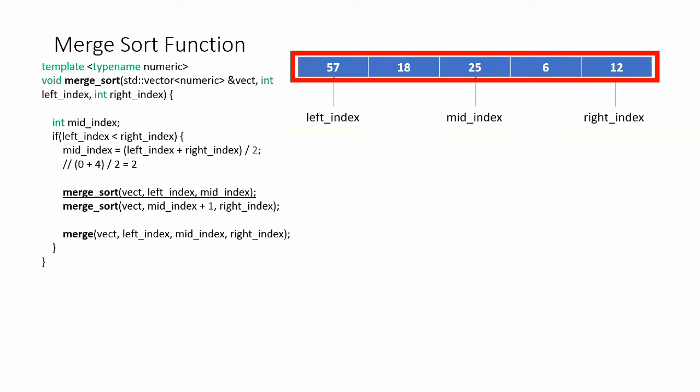Here we're going to start with an array of 5 values, 57, 18, 25, 6, and 12. And we're going to take a look at the merge sort function. The first thing to note is that the function calls are bolded. You'll see that inside of the merge sort function, it calls itself. And we also have a call to another function called merge.